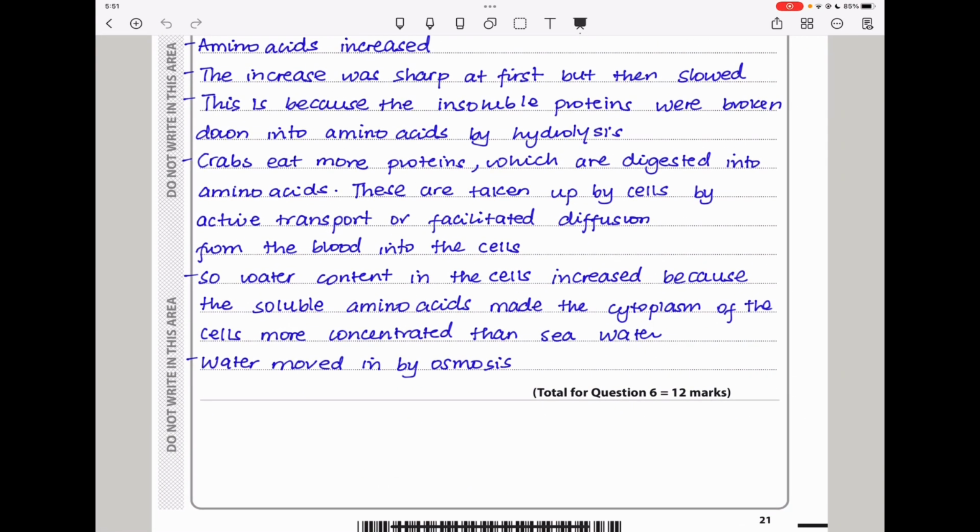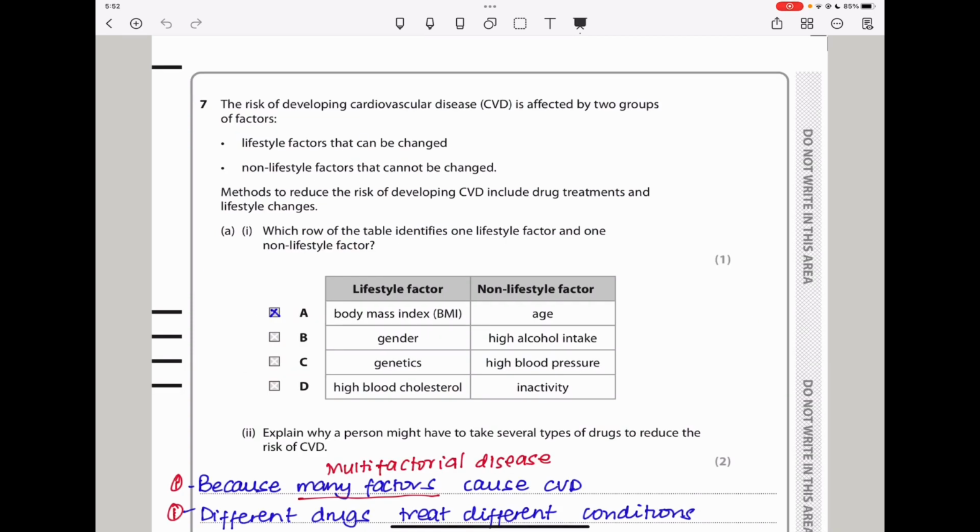So this brings us to the end of question 6. Let us continue to question 7. Question 7. The risk of developing cardiovascular disease is affected by two groups of factors. Some are lifestyle factors that can be changed, and non-lifestyle factors that cannot be changed. Remember, lifestyle factors can be like smoking, inactivity, lack of exercise, and so on, while the non-lifestyle factors could be maybe the sex of the person. If you're female, sometimes females are more prone to certain diseases in comparison to male, or age. You cannot change the fact that you're older or you're younger, as well as genetics.